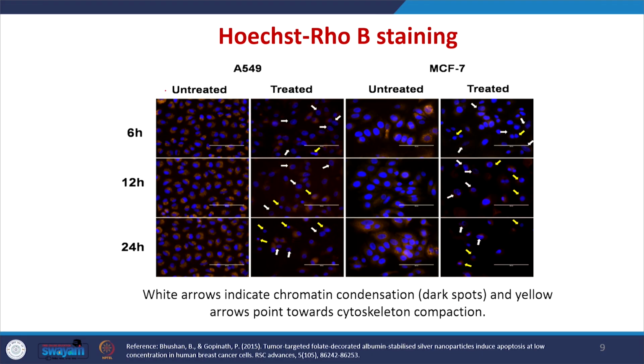So, this is the untreated. In the untreated cells, we can see the orange cytoplasm and the blue nucleus. When the cells undergo apoptosis, you can see a bright blue color. That is due to the chromatin condensation, and you can also see that the cytoplasm is shrinking. The orange color is also much less compared to the untreated cells. That is due to the cytoskeleton compaction.